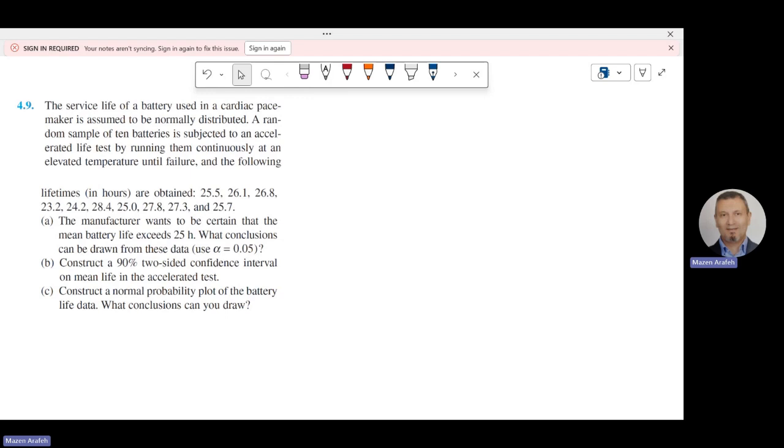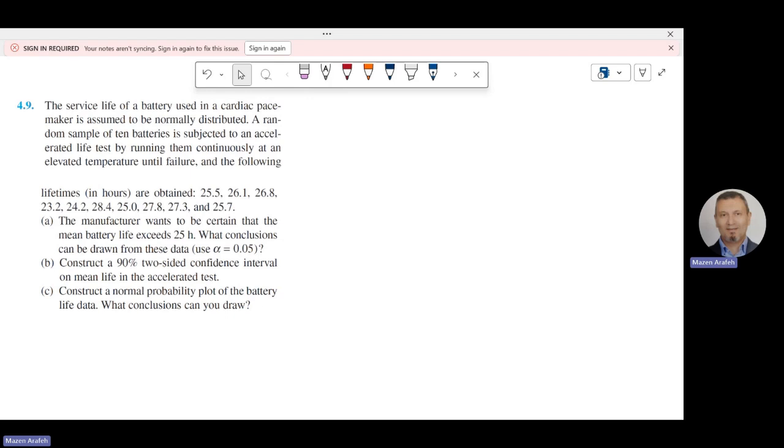So first, let's start with part A. Let's read the question one more time. We have the data. As we notice here, no information about the population standard deviation or variance is given. So therefore, we are going to rely on all our information from the sample.